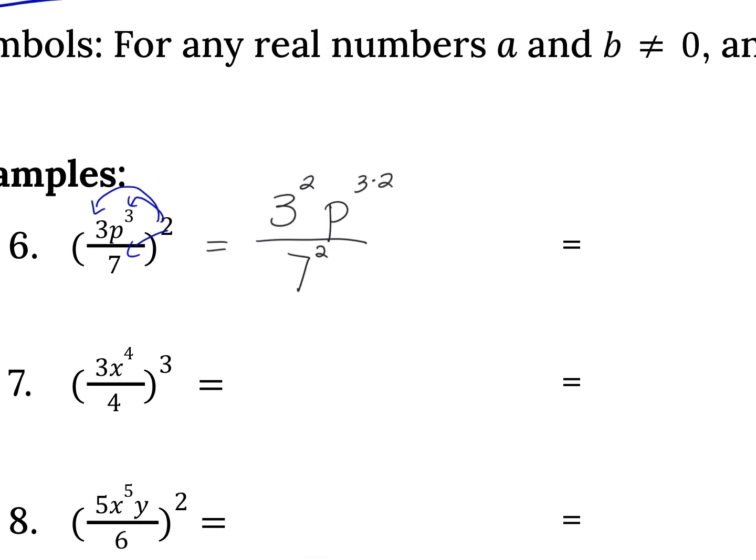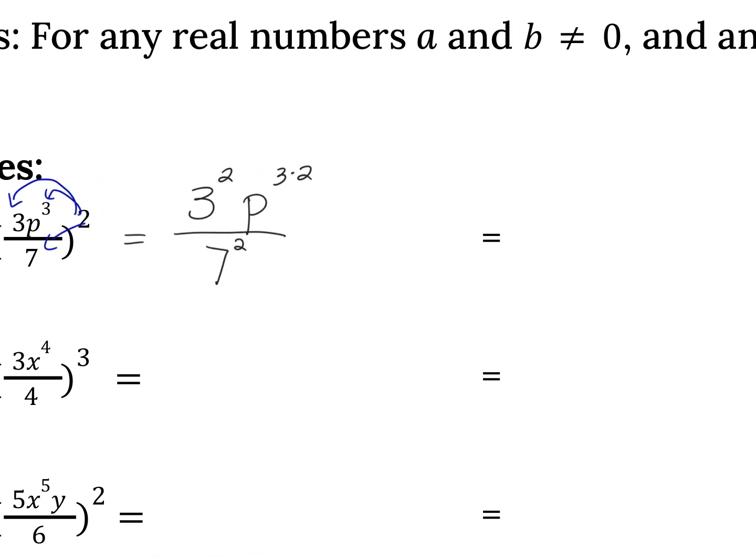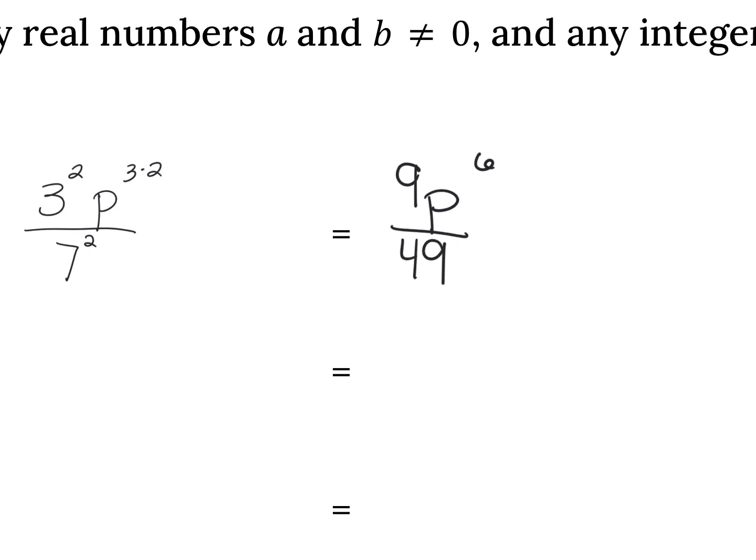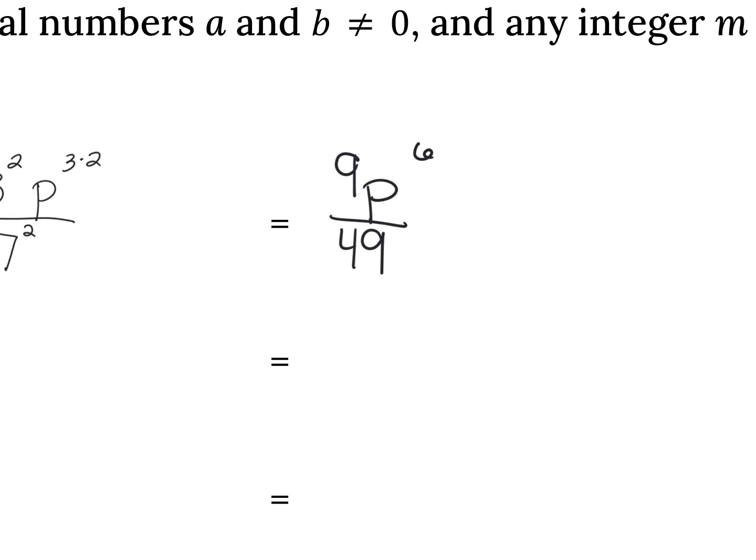And then we actually can solve these. What is 3 squared? 9, okay. And we have P to the 6 because 3 times 2. And what is 7 squared? 49. If you're not sure, you have your calculator. We always look to see if we can simplify. Is there anything I can do to 9 over 49? If you're not sure, put it into your calculator. It will tell you. They are not divisible by anything, though, so it will simply stay 9P to the 6 over 49.